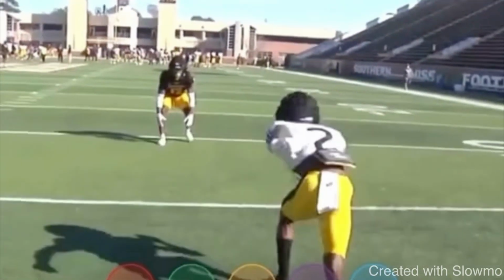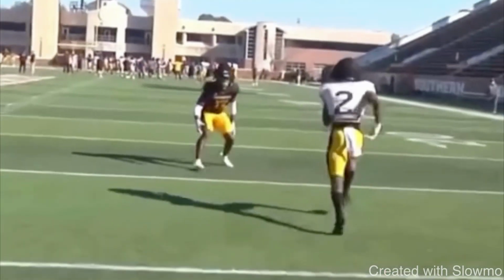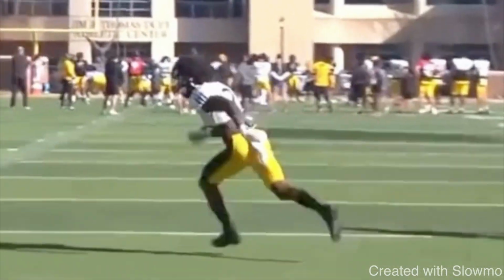So let's play this again, full speed one more time. Great job by this receiver coming off, showing how you should run a post route versus inside shade off man.